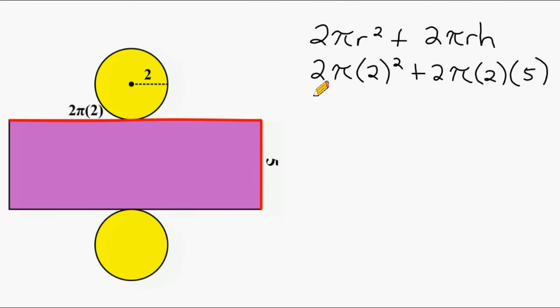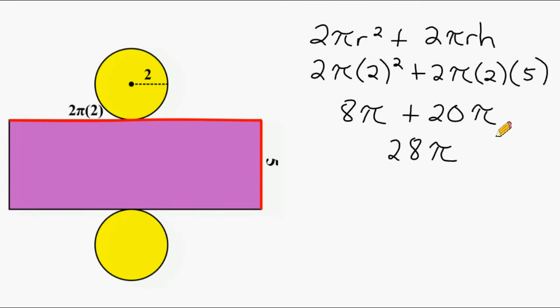Now we're going to take this and simplify it further, and we're going to start by squaring the radius. 2 to the second power is 4, and then we can take 4 and multiply it by 2, which is 8. So I can take this part of the equation and simplify it to be 8 pi. And this part of the formula, we can just multiply 2 and 5, which is 10, times 2 is 20. So we can write that part of the formula as 20 pi. Okay, now we have 8 pi plus 20 pi, and this can be simplified to be 28 pi.